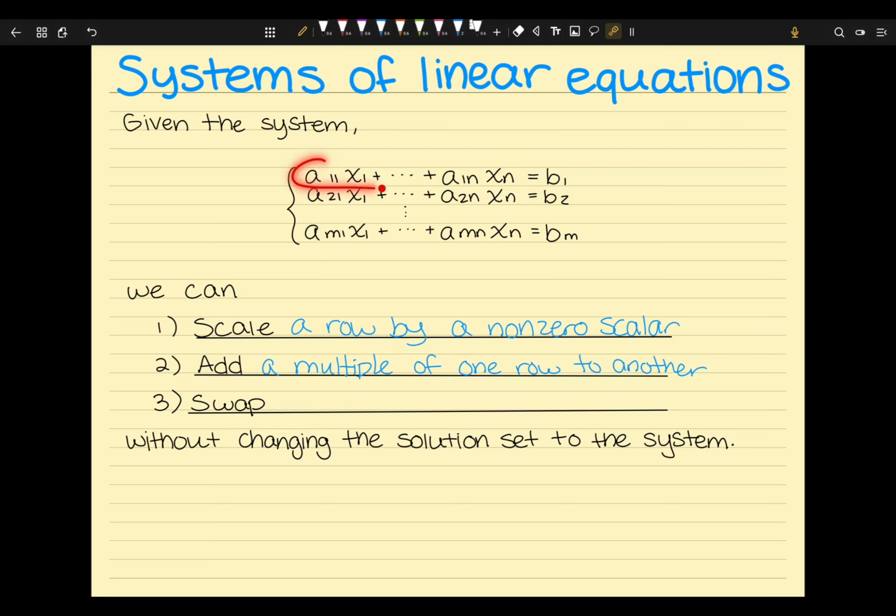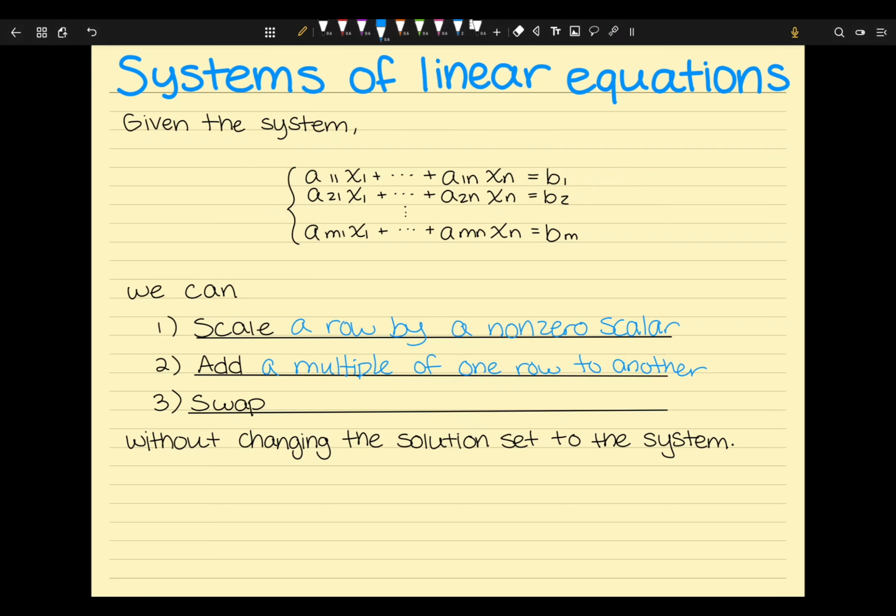So I can take this row and just add it to the next row. I can add all of this onto this, and I can add b1 to b2. Because I'm adding equal quantities on the left and the right, the equation is still satisfied. And I can multiply this by 2 and this by 2 and then add, and the same thing still stands.